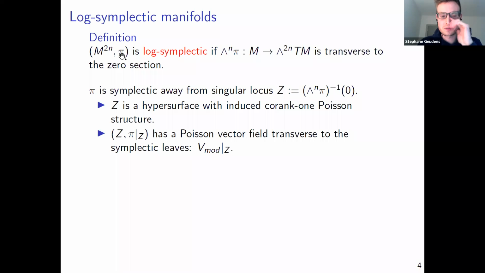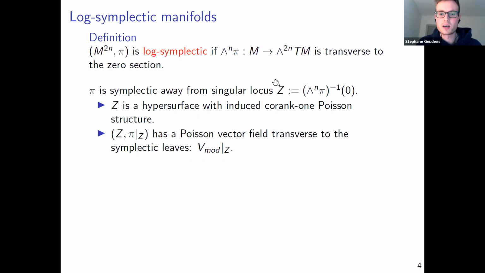So a Poisson manifold is called log-symplectic if the manifold is even dimensional, of dimension 2n, and the Poisson tensor is log-symplectic if the wedge n of pi, which is a section of the line bundle wedge 2n of TM, is transverse to the zero section. So this is clearly a relaxation of the condition of being symplectic.